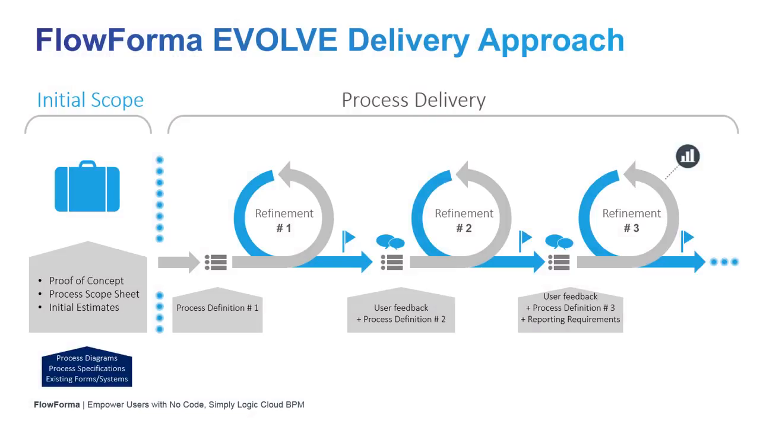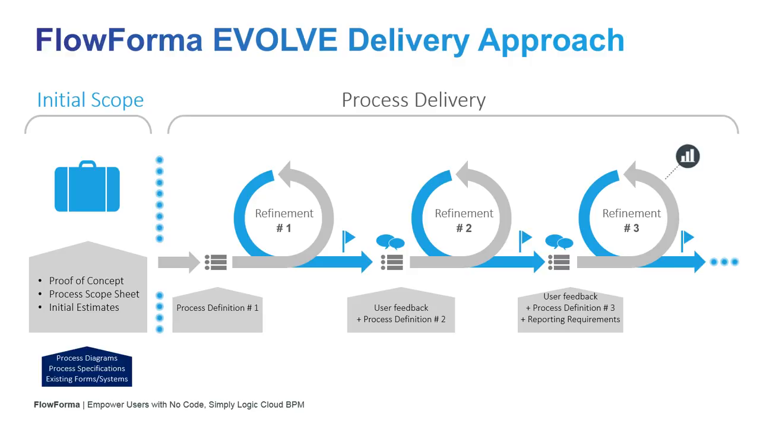FlowForma's Evolve approach incorporates an initial proof of concept, or POC. The main purpose of the POC is to establish the feasibility of implementing the business process in FlowForma. It also serves as the end user's first introduction to FlowForma and should demonstrate the speed of turnaround from gathering initial requirements to delivering a working prototype.